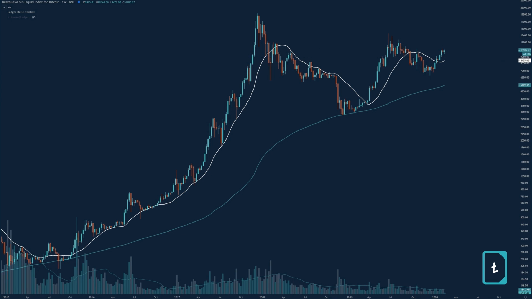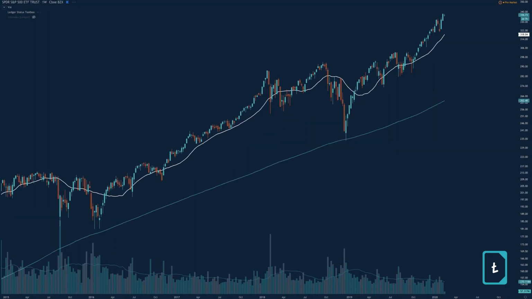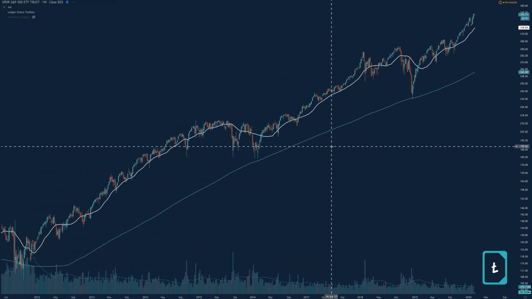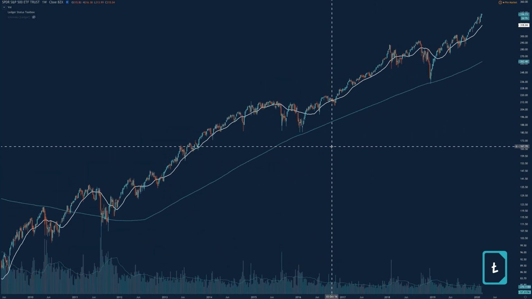Now you may say, well, this is just some kind of selective bias. How's it work in other markets? The 200 and the 20 both are used in so many markets as valuable tools. We're on the weekly.